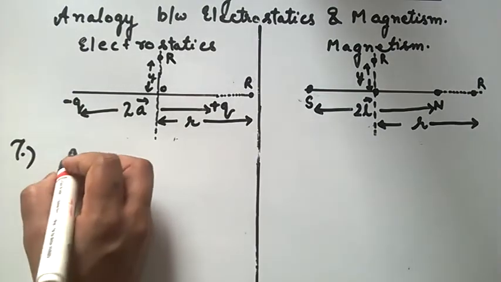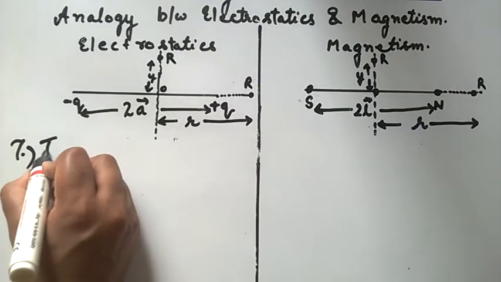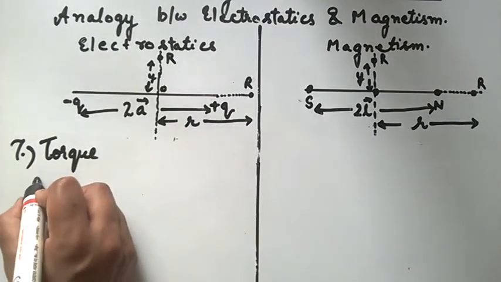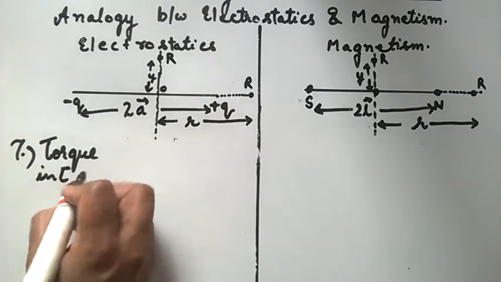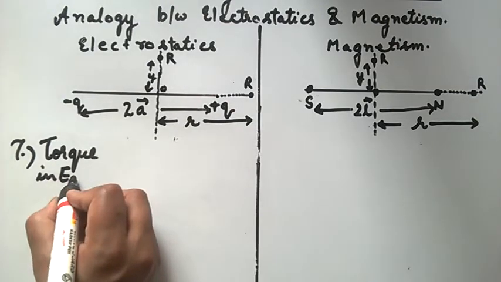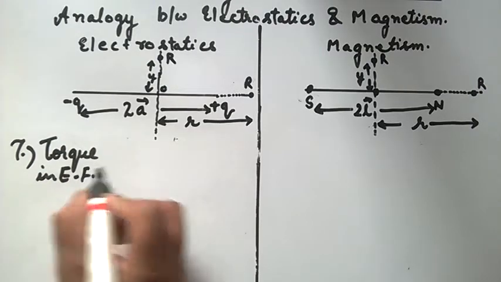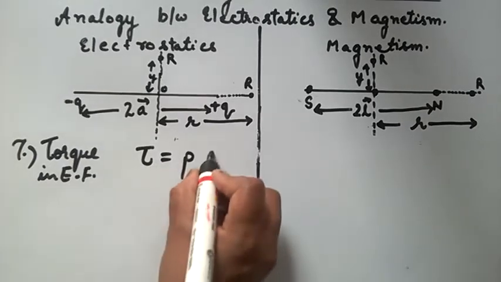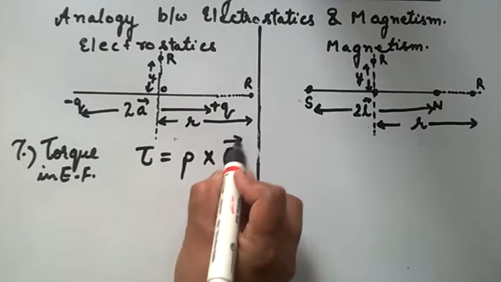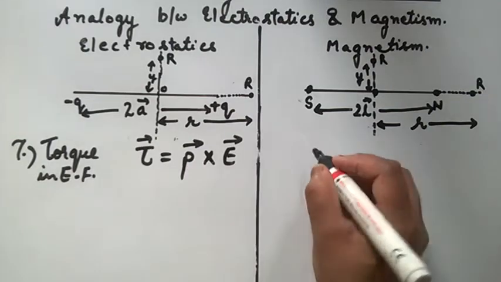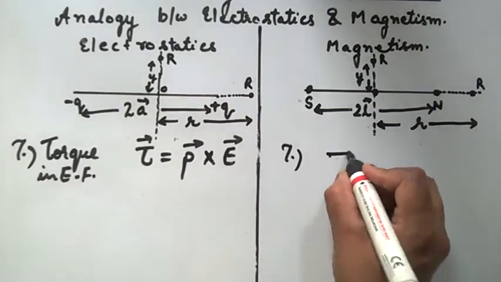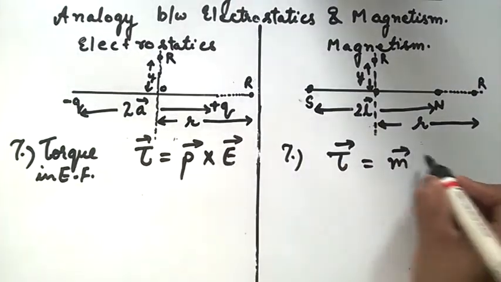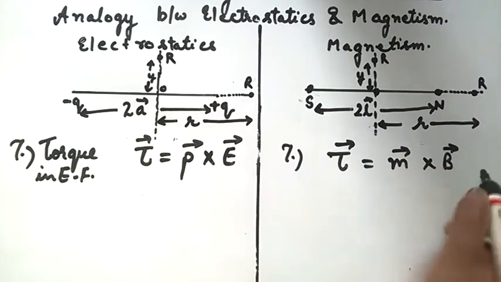The torque experienced in an external field: in an electric field, the torque experienced is given as P cross E. In a magnetic field, it is given as the magnetic dipole moment M cross B vector.